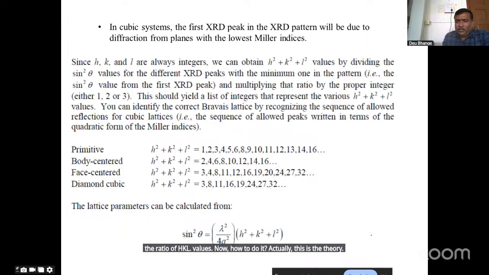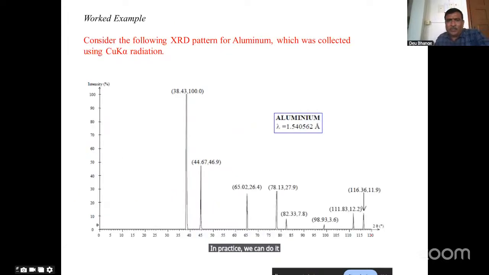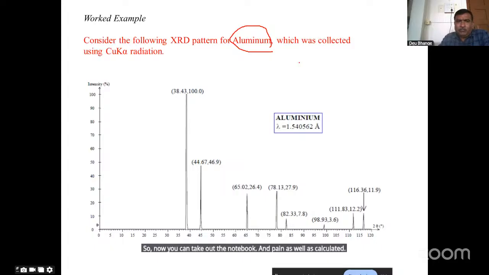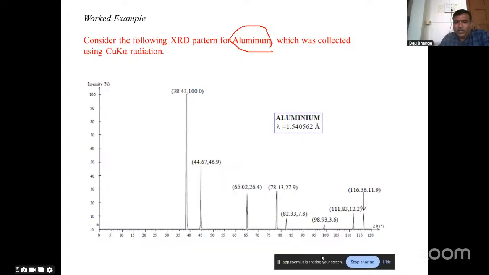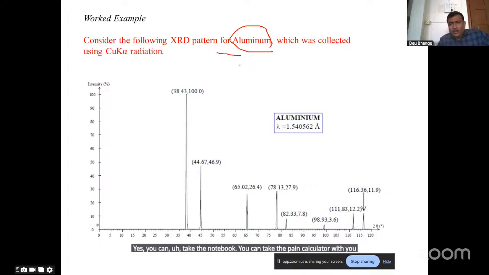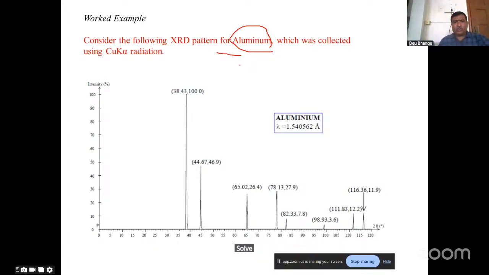In practice, we can do it simply by taking an example of aluminum again. So now you can take out the notebook and pen as well as a calculator. Yes, you can take the notebook, the pen, and the calculator with you, and you can solve this problem along with me. This is the XRD pattern of aluminum.